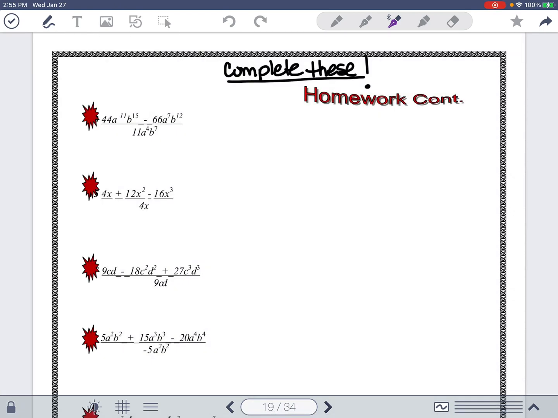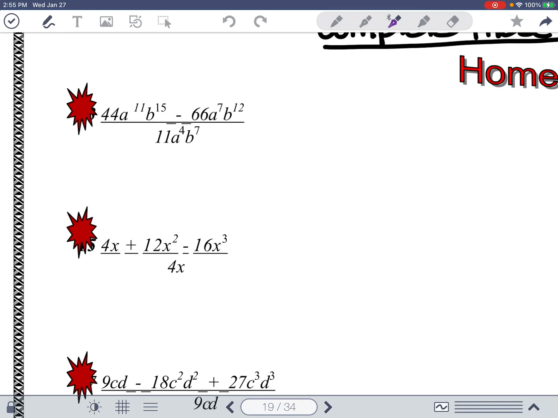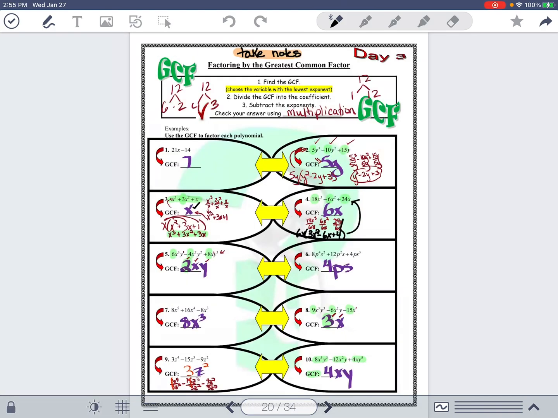This is another one that you should be able to do. You just take each term in the numerator and rewrite it by dividing by the denominator, okay? Just simplify those variable parts of the terms by subtracting the exponents. Should be able to do those.